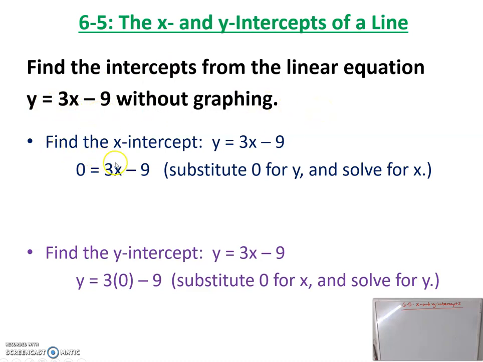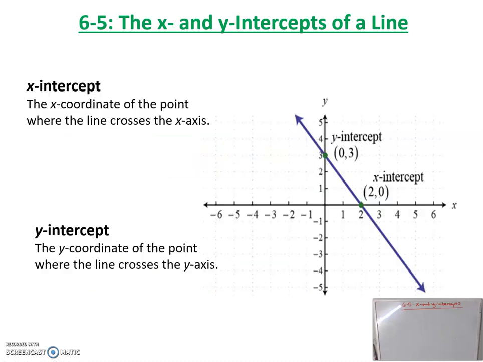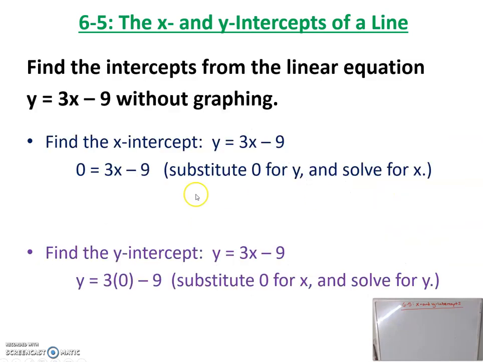So to find the x-intercept of y equals 3x minus 9, you're going to substitute 0 for y. So if you're looking for x, you want y to be 0. And the reason why is, what did I say on this last slide? My x-intercept, because it lands on my x-axis, y is always going to be 0. So by substituting 0 for y here, that's now where they're solving for the x-intercept.